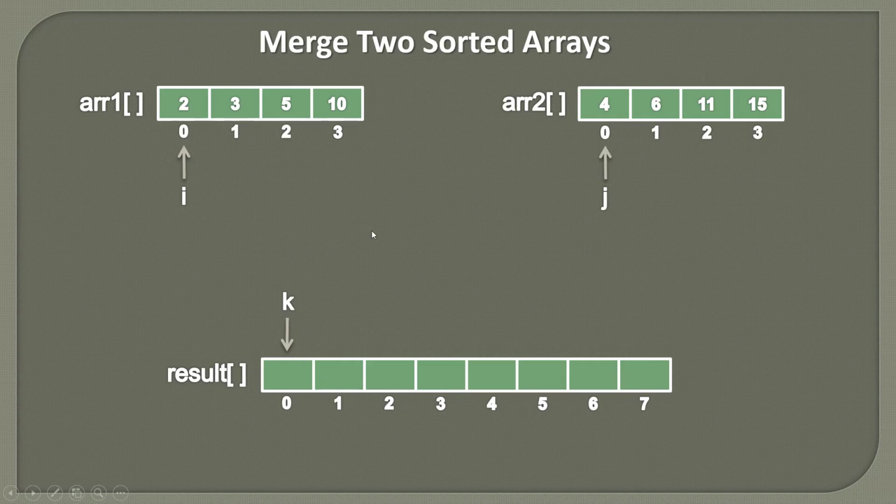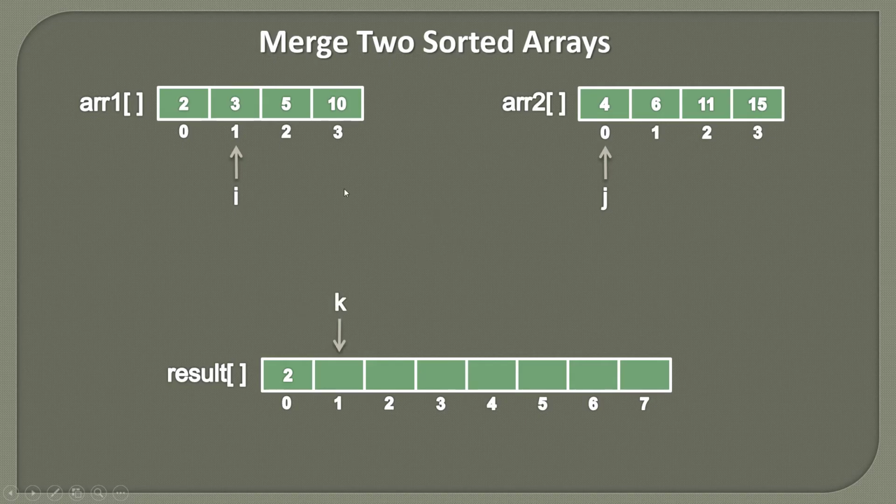So here in the first step, we compare 2 with 4 because i and j are pointing to indices having values 2 and 4. So here we see 2 is less than 4. Therefore we simply update this value to the kth index of the result array. It would look something like this. 2 will come to this position. Now as we have filled this value here, we simply increment i by 1. And as we have filled this position, we also increment k by 1.